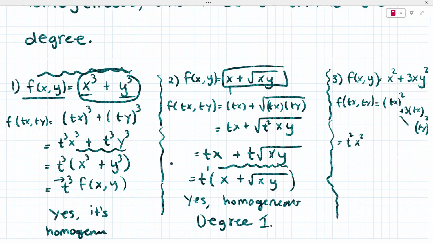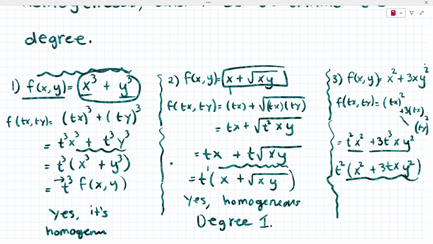and then if you FOIL this out, this is going to be plus 3t cubed x y squared. And then you can take out, from these two terms, a t squared, plus t squared x squared plus 3t x y squared. And as you can see, this is not homogeneous because this is not the same thing as this, right? You want to get f of x, y, your original function, so not homogeneous.